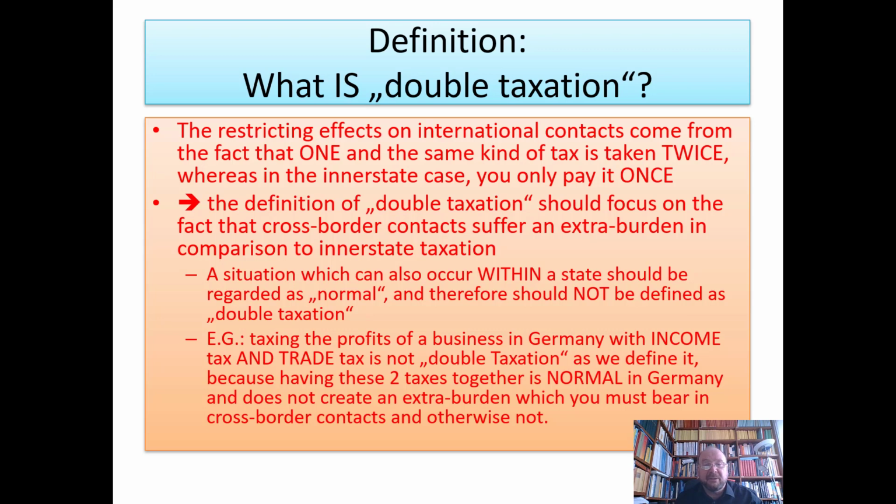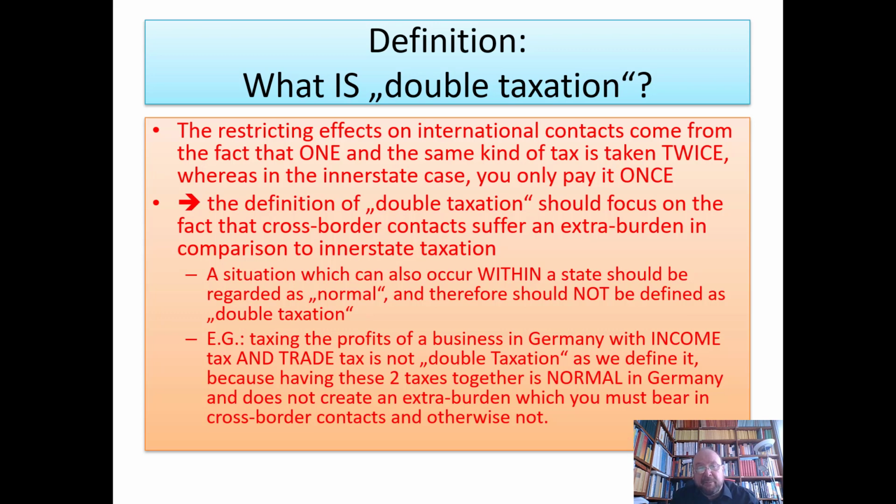For example, within Germany, you are taxed on your business income with trade tax and corporation tax. That's taxing the same income twice, but it would not be regarded as double taxation in the sense that we talk about, because within Germany, taxing you twice with trade tax and with income tax or corporation tax is normal. Everybody is used to that. It doesn't influence competition. If you want to make a profit, you know you will have to pay these two taxes, or you will have to pay income taxes.